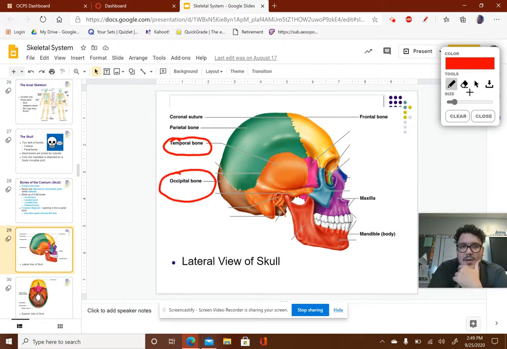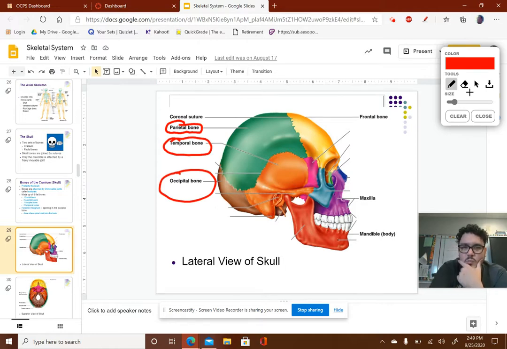Then we have parietal bone. The parietal bone is going to be this massive green region. The parietal lobe, sorry, is going to be more responsible for senses and how your body responds to those senses.